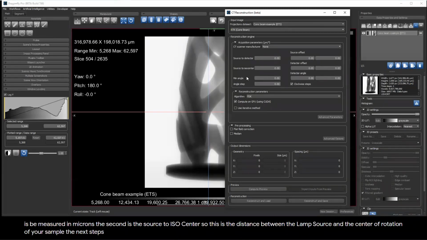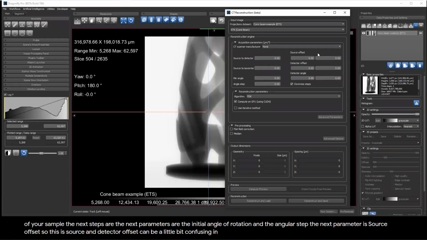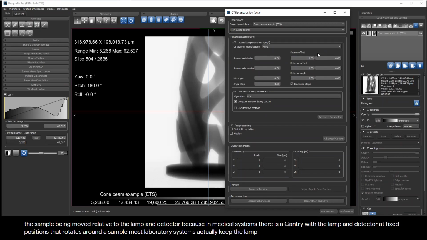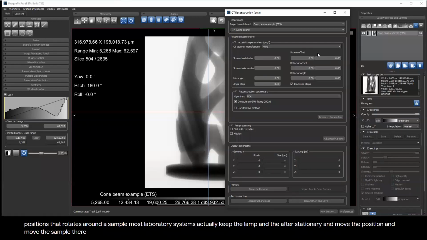The next parameters are the initial angle of rotation and the angular step. The next parameter is source offset. Source and detector offset can be a little bit confusing. In the medical literature, you can think of the sample being moved relative to the lamp and detector, because in medical systems there is a gantry with the lamp and detector at fixed positions that rotates around a sample. Most laboratory systems actually keep the lamp and the detector stationary and move the sample. There are many variations on this, though.